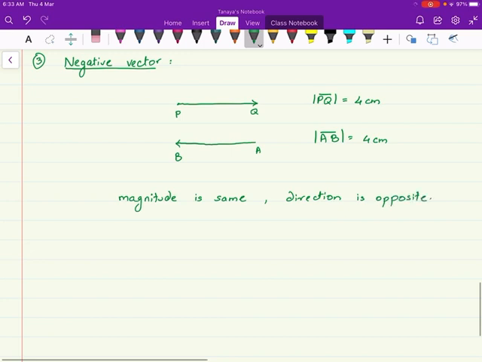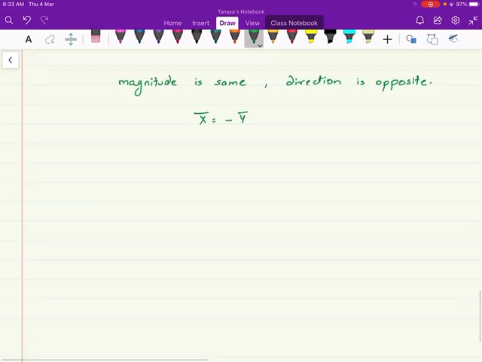Then what can I say? I will say that this vector, let's say it is X bar and Y bar. X bar is the negative vector of Y bar. Okay? In negative vectors, the magnitude is the same, the direction is opposite. Right? Now let's see the fourth type.